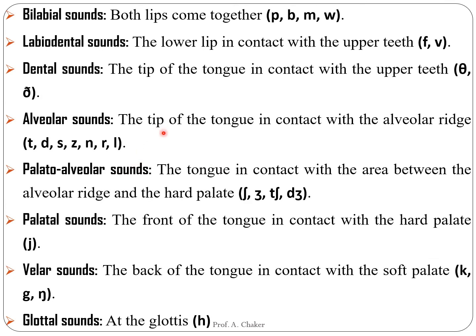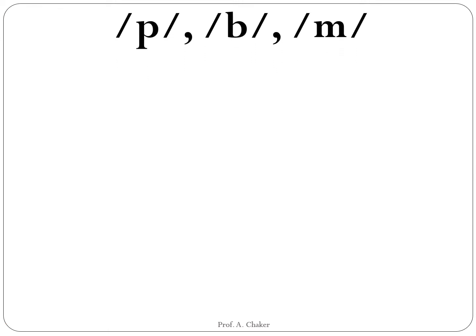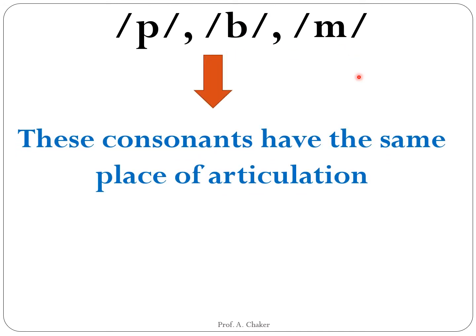Good. Now this is a summary of the different types of sounds depending on the place of articulation. Now focus on these three consonant sounds: p, b, and m. These consonant sounds have the same place of articulation. They are all bilabial. They are produced when the two lips come together.